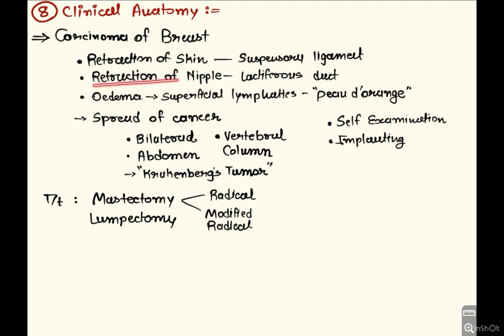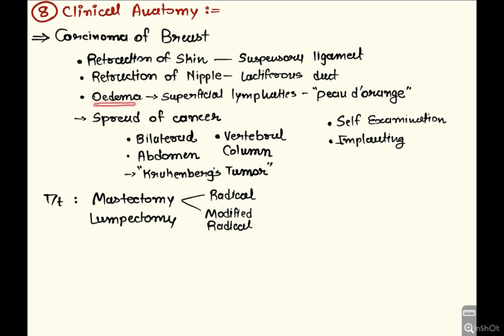Then we can sometimes see retraction of the nipple. It is due to infiltration and fibrosis of the lactiferous duct. Infiltration of the cancer cells into the lactiferous duct will produce retraction of the nipple.